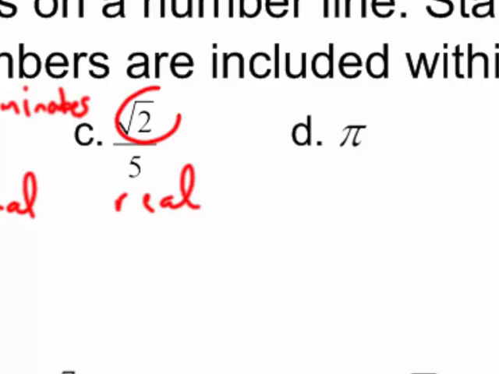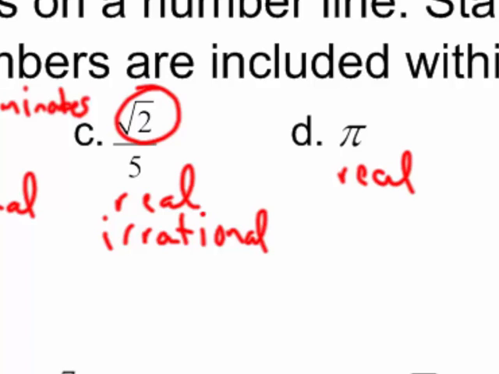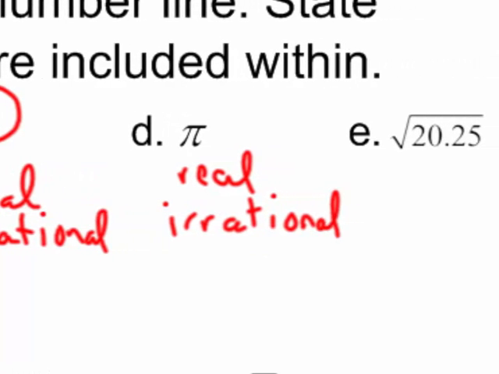In C, it is real, not the square root of a negative, but when I have the square root of 2, that's not an integer, so it would be considered irrational. If it's irrational, there's nothing else I can do. It can't be a whole number, can't be natural, it cannot be an integer. D, we have pi. Pi is a real number, it's not the square root of a negative. It is real and it is irrational. We've already looked at that a little bit. E, now this is an interesting one, square root of 20.25.